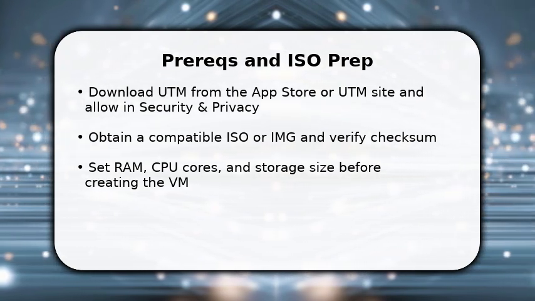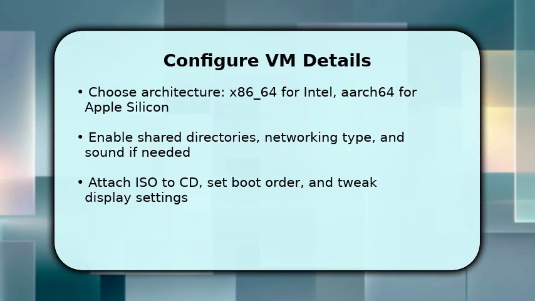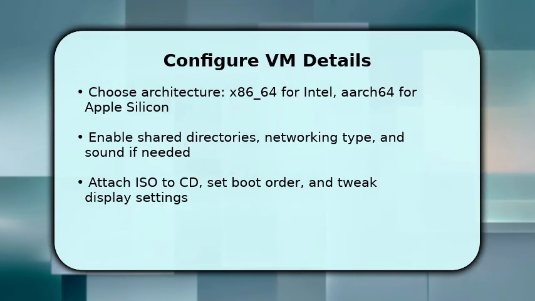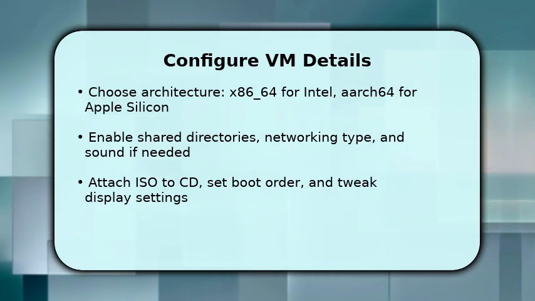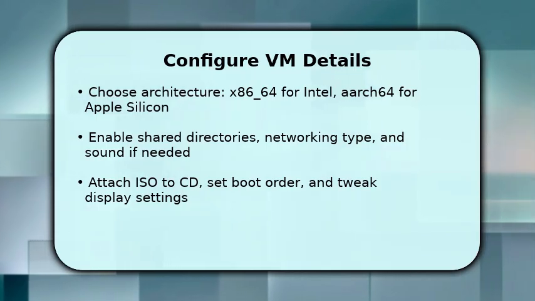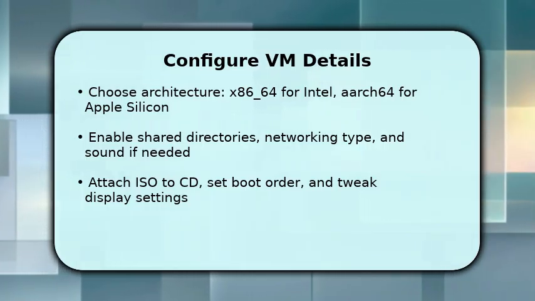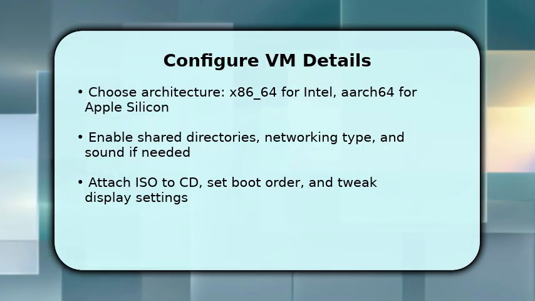You now configure the VM details. Select architecture that matches the OS image, x86-64 for Intel Macs, Arch64 for Apple Silicon. Once selected, set virtual hardware, CPU, RAM, and the disk interface. Then enable networking mode, shared NAT is easiest, and attach the ISO to the CD drive.